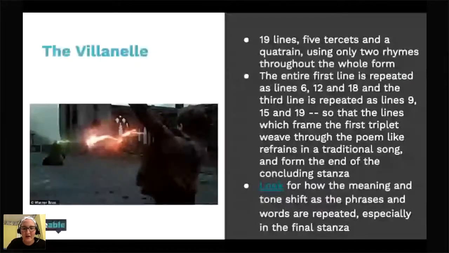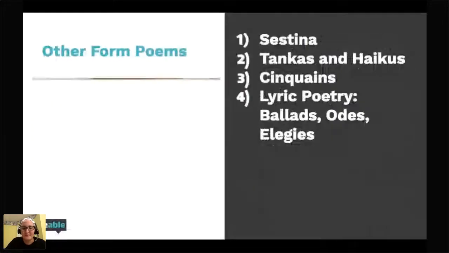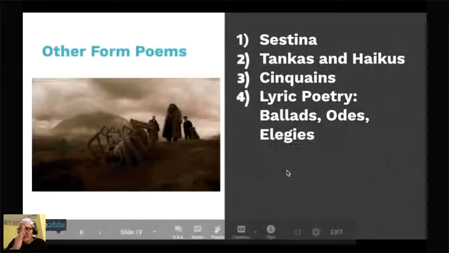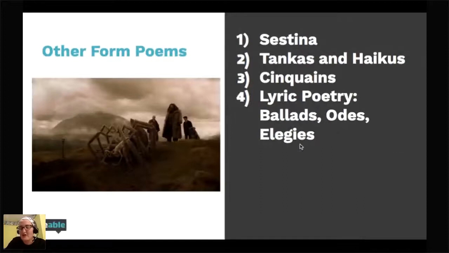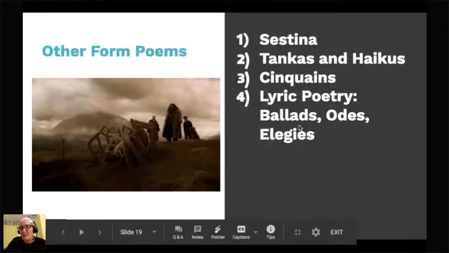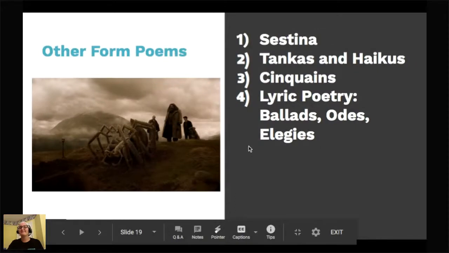So you can always look back at this, you can look at specific tone shifts and how the repeated lines change meaning and whatnot. Other form poems, these are fun ones to look at. These are ones that I don't think appear much, except for ballads, odes, elegies, those appear everywhere. I talked about ballad, and ode is something written to somebody or something, and then an elegy is something written to someone who's dead, which is why Aragog is on here.